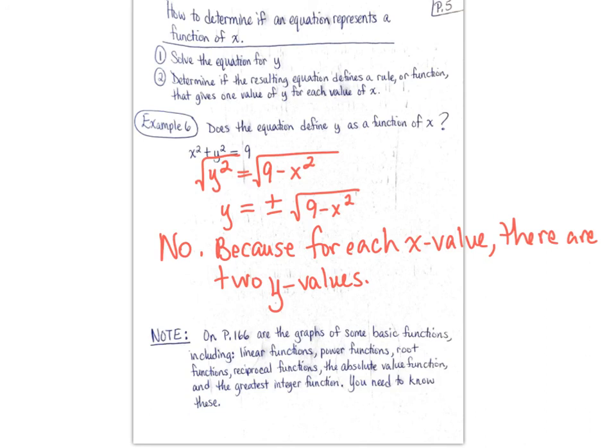Now, one last thing to end with. On page 166 of your book, there are some graphs of basic functions, including linear functions, power functions, root functions, reciprocal functions, the absolute value function, and the greatest integer function. You need to make sure you know all of these. You will be required to tell me which graphs represent which functions.